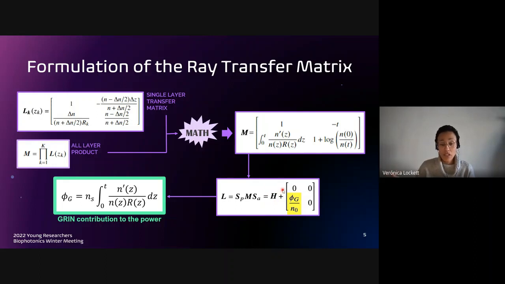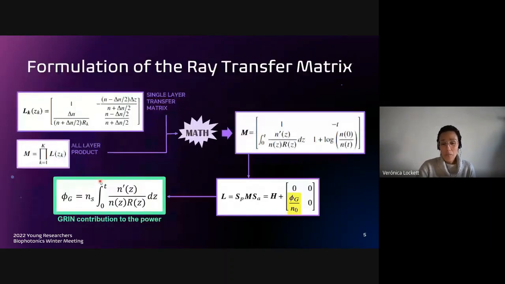So we see the difference between the transfer matrix for a homogeneous lens and our GRIN lens, and the formulation that we have is this little integral right here. It depends on what model you take. It's going to be an easier or harder to solve integral. I'll come back to this later.